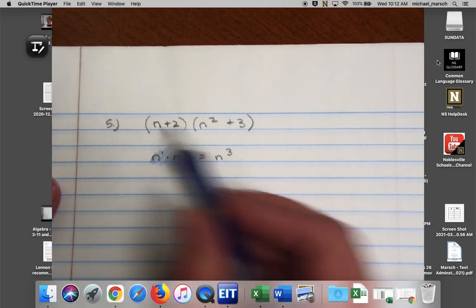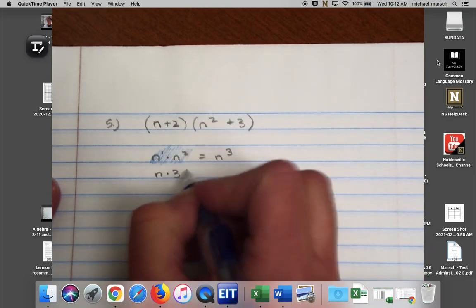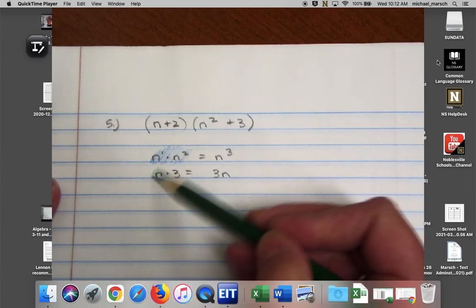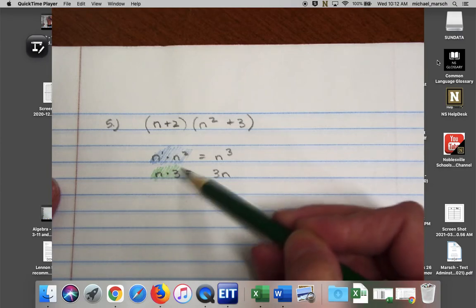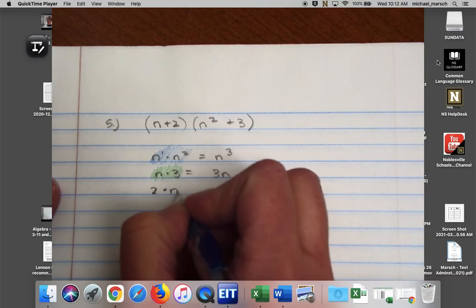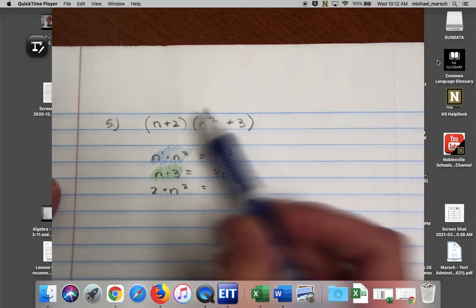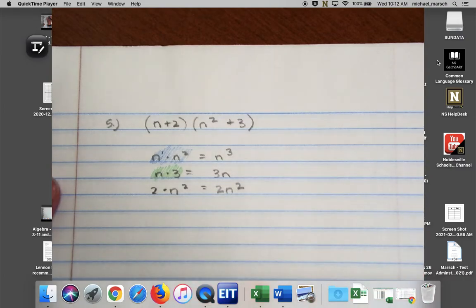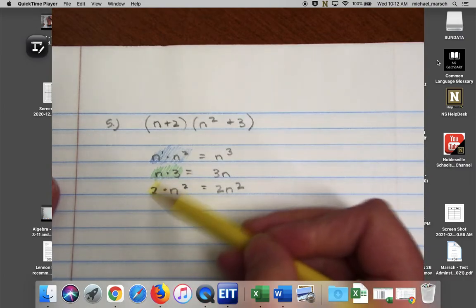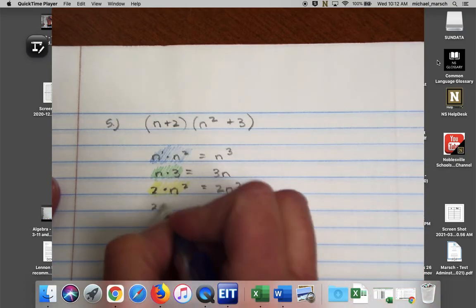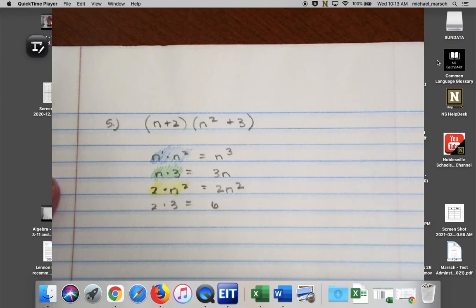And then my outer is n times 3, which is going to give me 3n. And then I've got 2 times n squared. Those are my inners. So I've got 2n squared. And then my last is going to be 2 times 3, which equals 6.